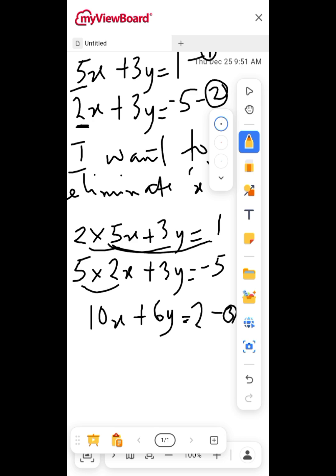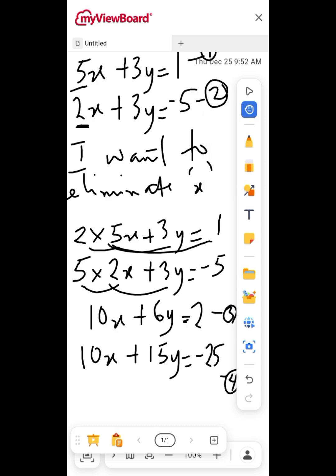Then 5 multiplied by 2x, that's 10x. 5 multiplied by 3y, that's 15y. Then 5 multiplied by minus 5, that's minus 25. Let us call that equation 4. Are we together now? The coefficients of our x, they are the same.